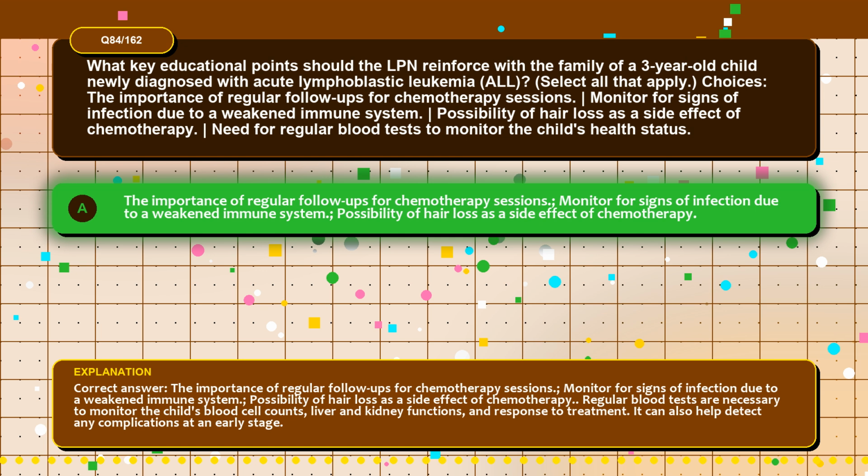Regular blood tests are necessary to monitor the child's blood cell counts, liver and kidney functions, and response to treatment. It can also help detect any complications at an early stage.